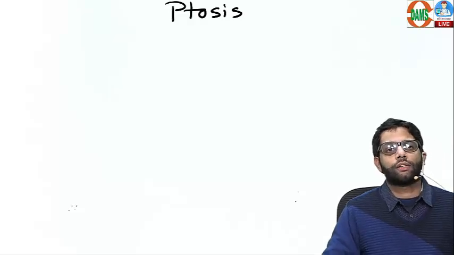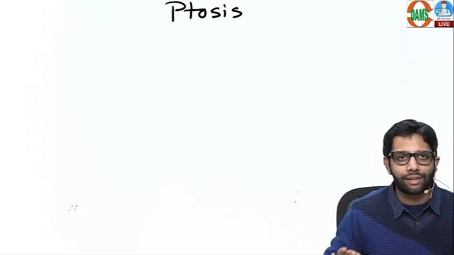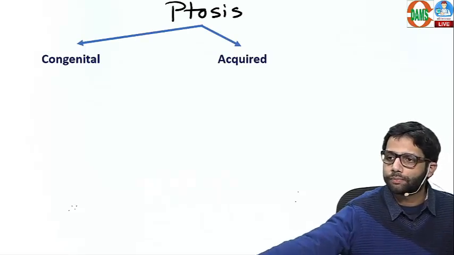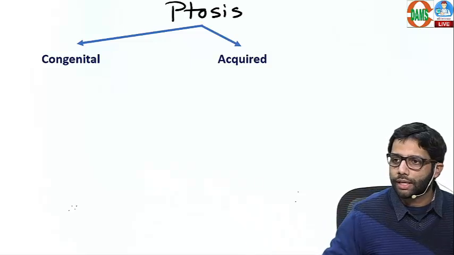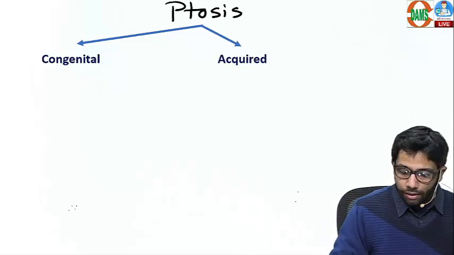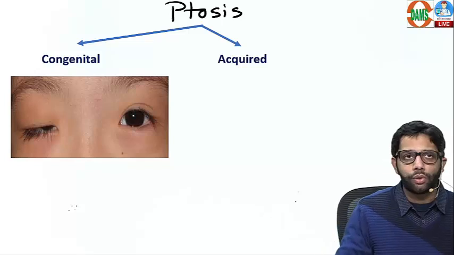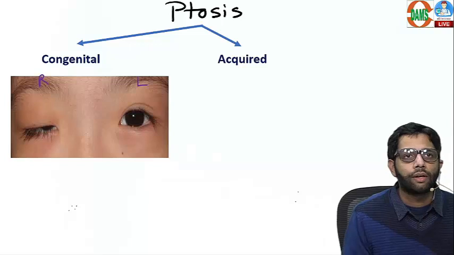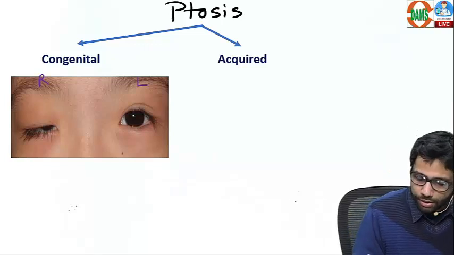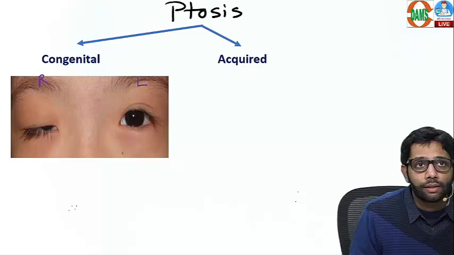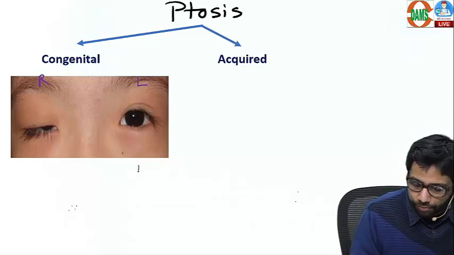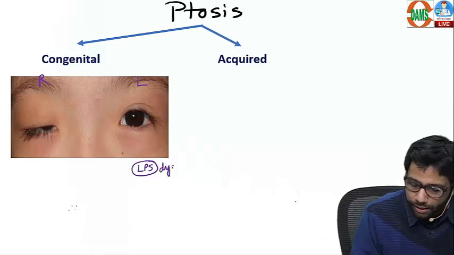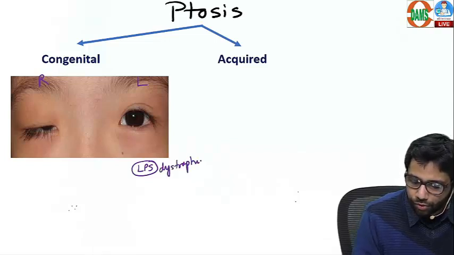If we classify ptosis, a mechanistic classification, it can be congenital ptosis and acquired ptosis. If we talk about congenital ptosis, you can see the patient standing face to face. This child, this is the right eye, this is the left eye. What is the important feature of congenital ptosis? There is absence of lid crease. Why? Because there is an LPS muscle dystrophy.